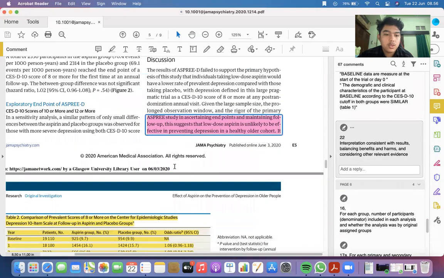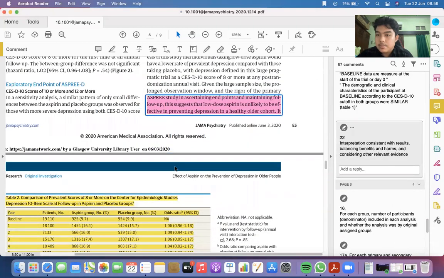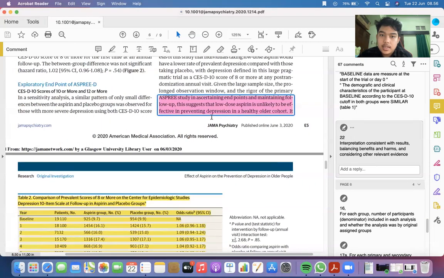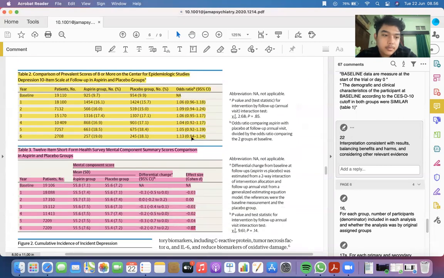And for point 22, interpretation consistent with results, balancing benefits and harms, and considering other relevant evidence. As pre-specified in ascertaining endpoints and maintaining follow-up, this suggests that low-dose aspirin is unlikely to be effective in preventing depression in a healthy older cohort.